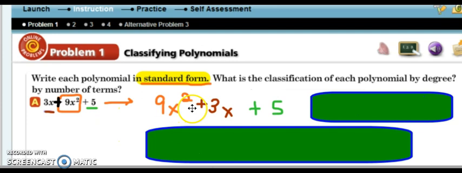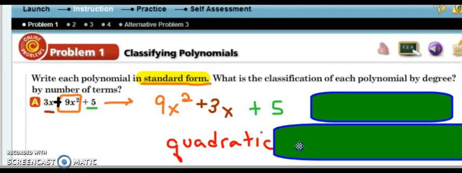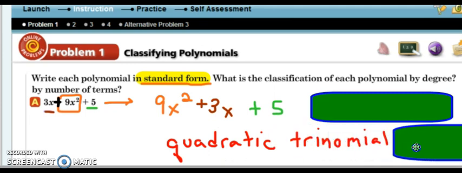So I have the 2nd degree. What kind of term is it? It's quadratic, because I have squared. I have 3 terms. It's a quadratic what? Quadratic trinomial. Nice.